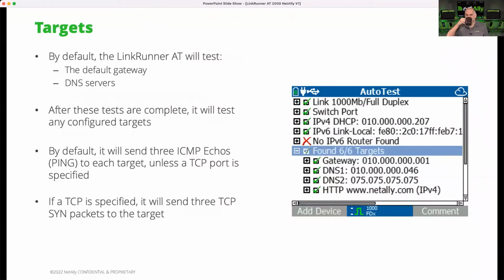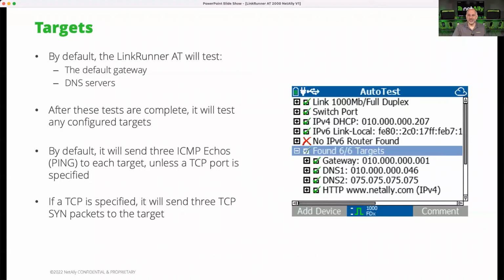Targets. This is great. We've gotten out there, we've gotten an address, we've got a link, we're getting the PoE we want, so now we want to be able to get off of our network and make sure we have connectivity to the resources we need to get to. By default, we are going to put in targets of our default gateway and our DNS servers.